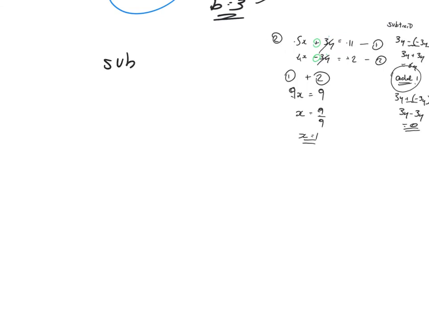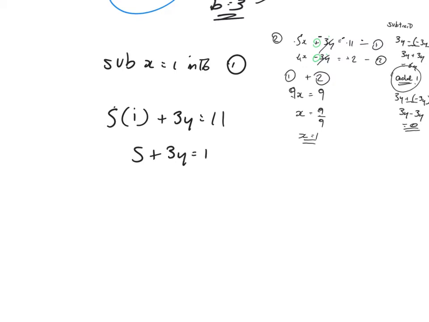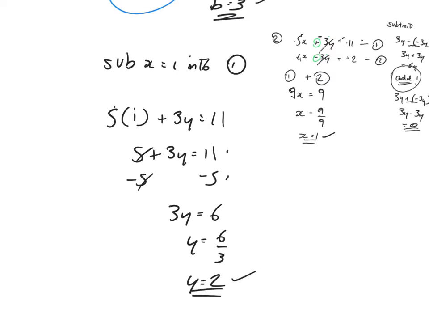I'm now going to sub x equals 1 into one of the equations. I can choose any at random, so I'm going to choose equation 1. In equation 1, where I see x, I can replace it with 1. So instead of 5x plus 3y equals 11, I can now do 5 lots of 1 plus 3y is equal to 11. 5 lots of 1 is 5. 5 plus 3y equals 11. 5 off both sides. 3y equals 6. Bring the 3 down, divide. 6 divided by 3, and y is equal to 2. Final answer, x equals 1, y equals 2.